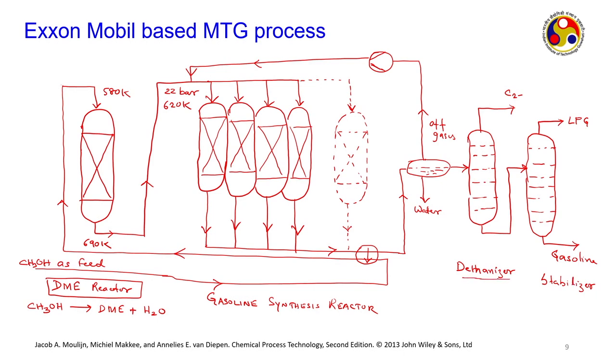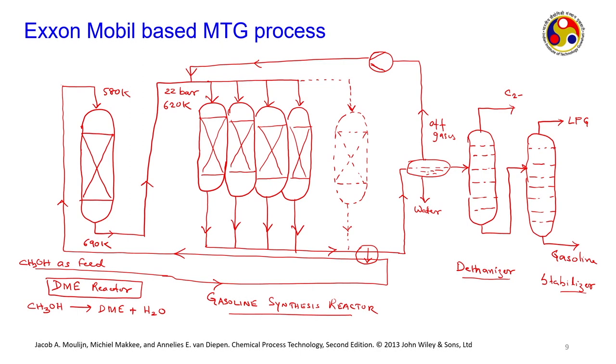So you have a deethanizer, stabilizer, synthesis reactor and DME reactor. These are the four parts of the ExxonMobil MTG process. You separate out the ethene part and the remaining C3, C4 and onwards is sent to the stabilizer, where it gets separated into LPG and gasoline. This is the entire ExxonMobil process, and these plants are running in several parts of the world with a similar loop.